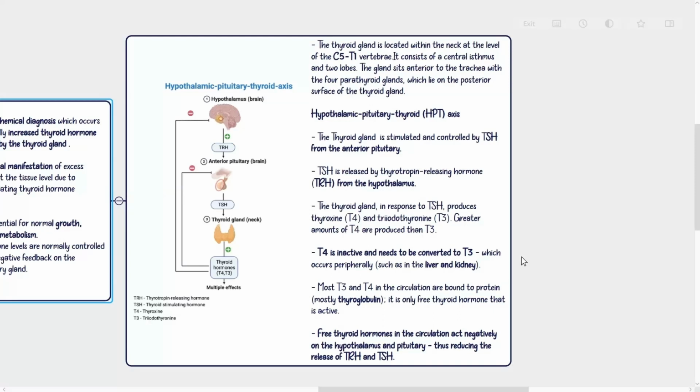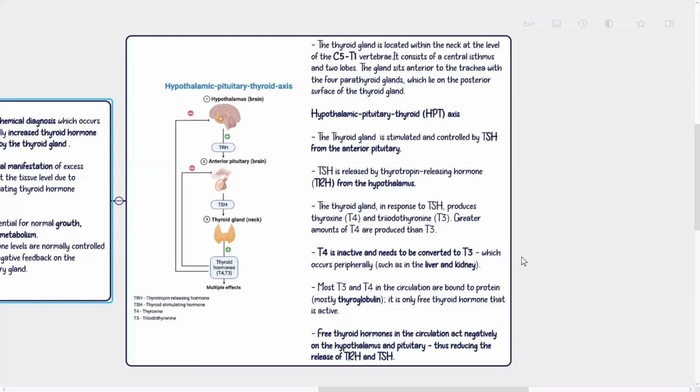Hypothalamic-pituitary-thyroid (HPT) axis. The thyroid gland is stimulated and controlled by TSH from the anterior pituitary. TSH is released by thyrotropin-releasing hormone from the hypothalamus. The thyroid gland, in response to TSH, produces thyroxine (T4) and triiodothyronine (T3). Greater amounts of T4 are produced than T3. T4 is inactive and needs to be converted to T3, which occurs peripherally, such as in the liver and kidney.